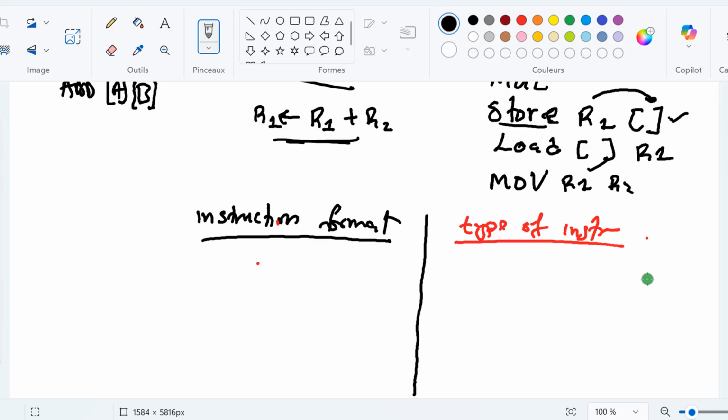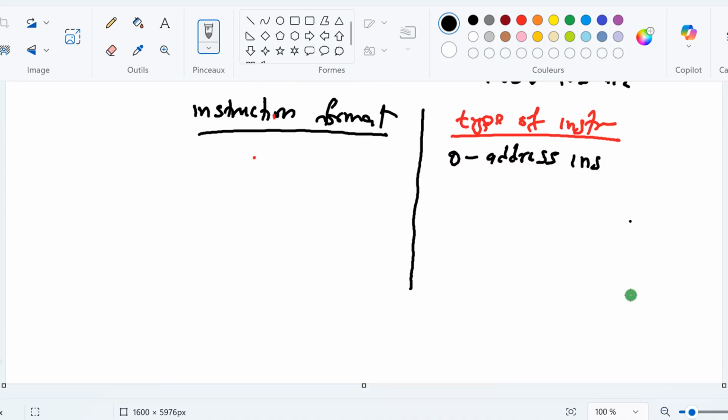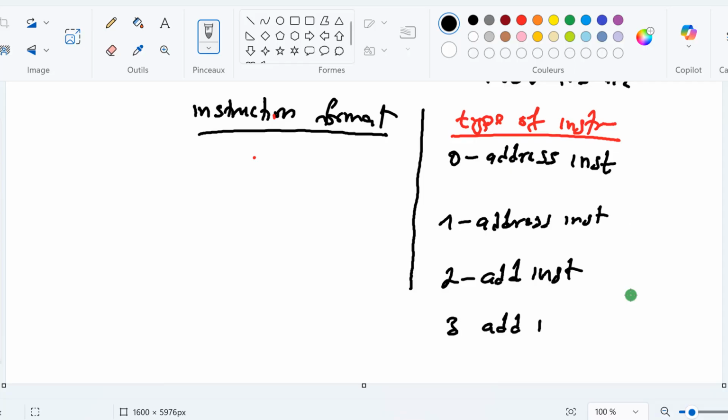Now, types of instruction. Let me just take a red pen. Here, this is what we call zero address instruction. Let me leave space so that I'll be giving an example on the zero address instructions. There's one address instruction, there's two address instruction, and the last one here is three address instruction. The differences between them are very easy.